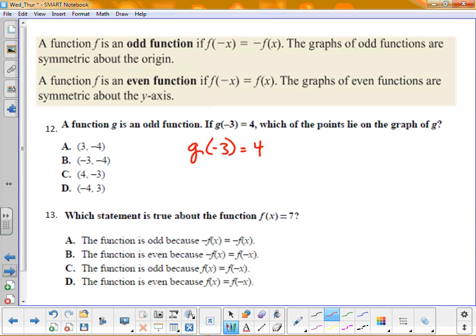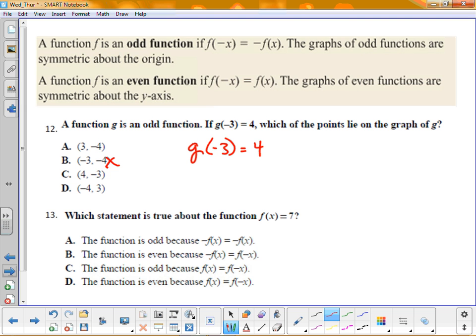So does (3, -4)? When I plug in a +3, I get a -4? (-3, -4)? No, it's not going to be that. It's not going to be B because this tells us what you get when you plug in -3. When you plug in -3, you get 4. So it's not going to be this one.